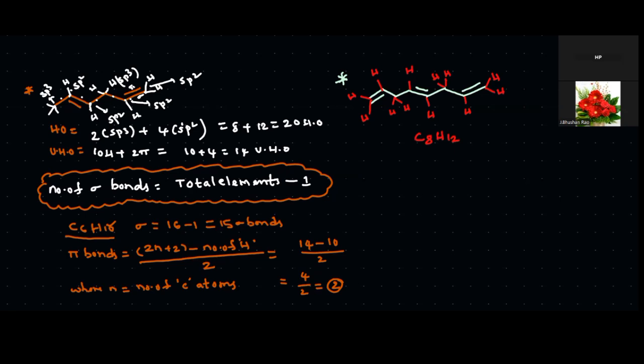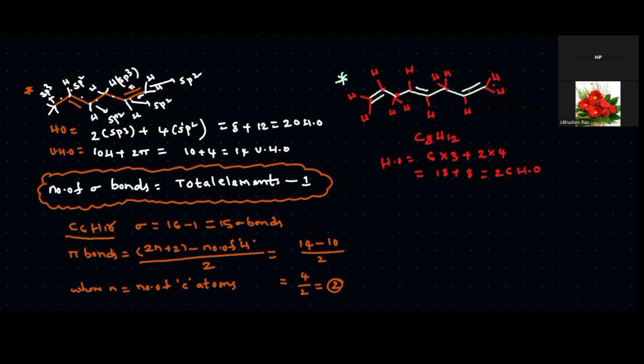Now calculate the hybridization in this given molecule. For hybrid orbitals, count the sp2 carbons: 1, 2, 3, 4, 5, 6. 6 sp2, and sp2 means 3 orbitals, so 6 into 3, plus sp3. Here 1 sp3, here also 1 sp3, totally 2. Each sp3 forms 4 hybrid orbitals. Now 6 threes are 18, plus 2 fours are 8. So totally 26 hybrid orbitals are present in the given molecule.